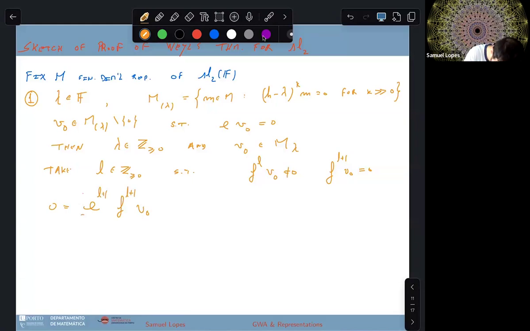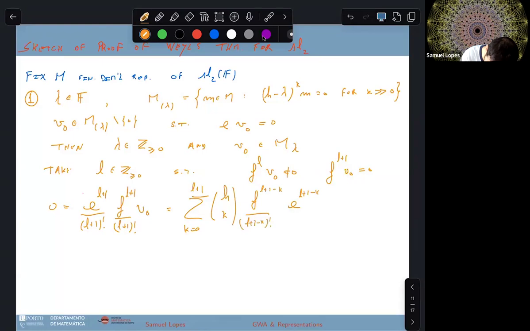Okay, and that formula essentially says, I might get it slightly wrong. There might be a scalar factor that I'm forgetting, but that's not relevant. If I do this using that formula, this will be the sum going from 0 to L plus 1 of H choose K, we have to see what this means, and then I get f to the L plus 1 minus K, e to the L plus 1 minus K, over L plus 1 minus K factorial, L plus 1 minus K factorial, acting on V0. That's what the formula said.